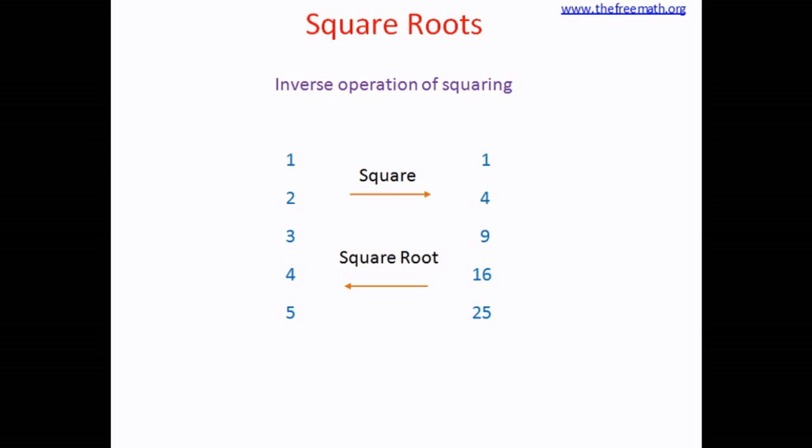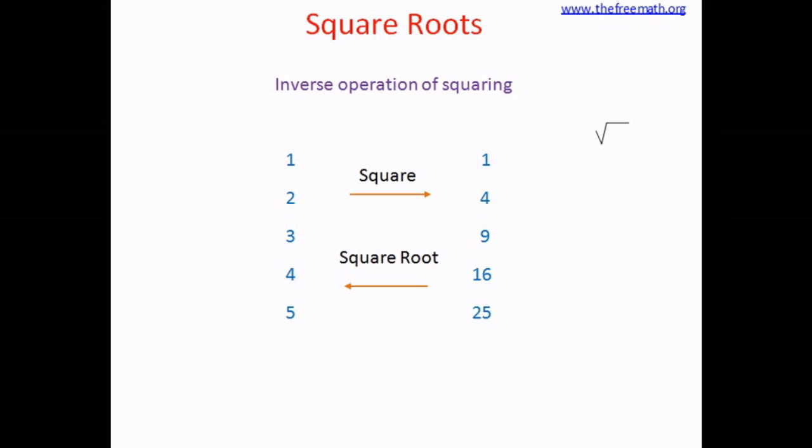4, 9, 16, 25, all these are square numbers, right? All these are perfect squares. So the root of these perfect squares, or the root value of these square numbers, is called the square root. And this symbol shows the square root. The symbol that looks like a tick mark is the symbol for square root.